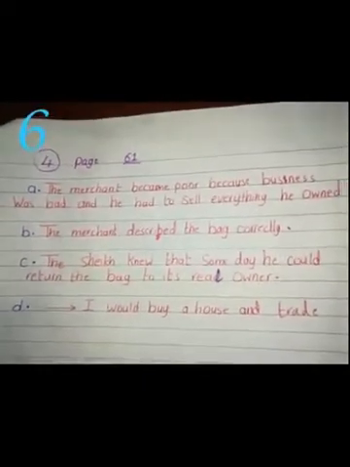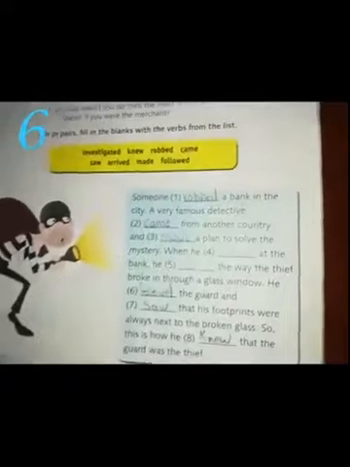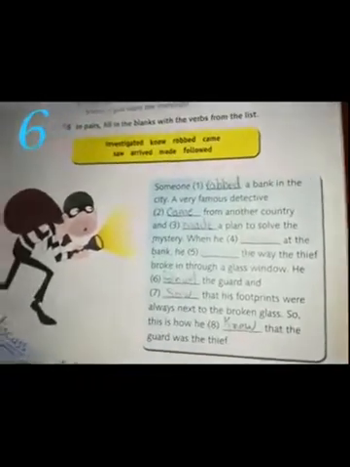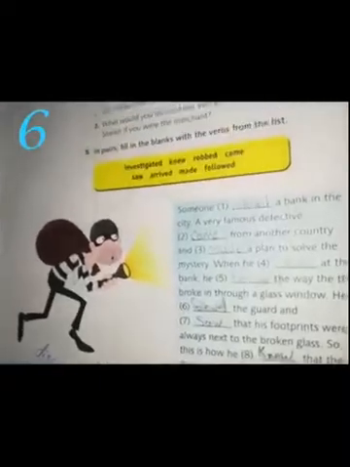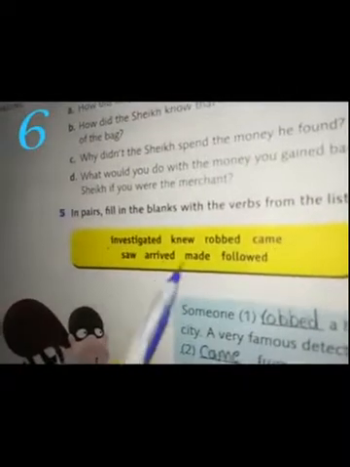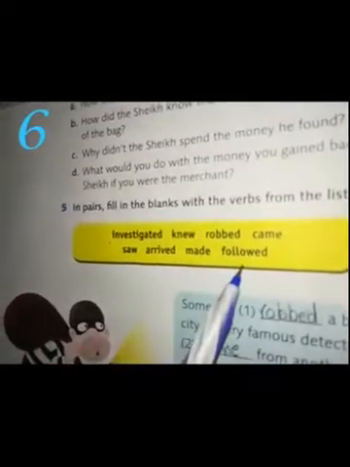Now, move to the next one. In pairs, fill in the blank with the verb from the list. Investigate, knew, robbed, came, saw, arrived, made, followed.